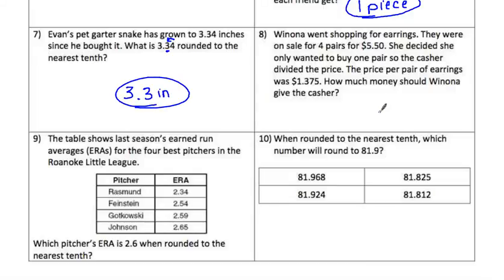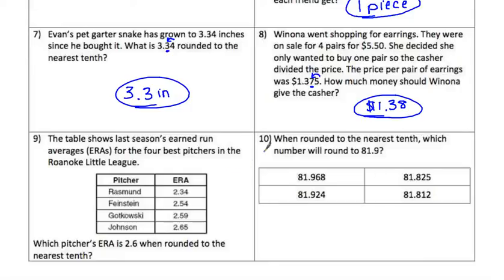Number 8, Winona went shopping for earrings. They were on sale for 4 pairs for $5.50. She decided she only wanted to buy 1 pair, so the cashier divided the price. The price per pair of earring was $1.375. How much money should Winona give the cashier? Now remember, when we round money, we have to go to the hundredths place, or 2 places after the decimal point. Look behind, that's the 5, and the 5 is 5 or above, so that becomes, instead of 37 cents, it becomes 38 cents, and it's $1.38.